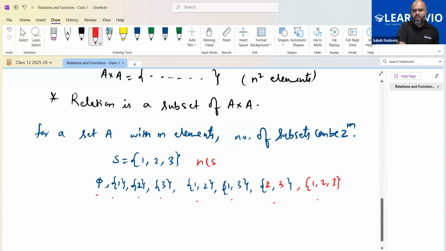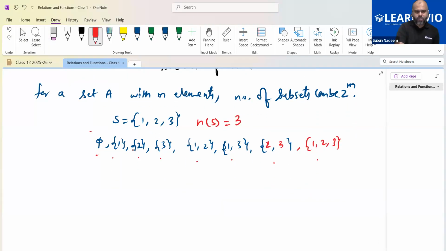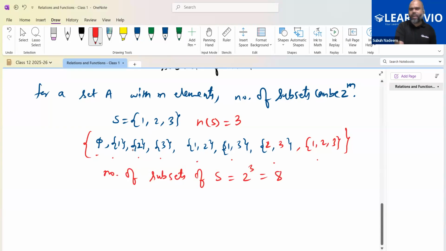So the number of elements in S was 3, and the number of subsets of S is equal to 2 cube, which is equal to 8. So that is why this formula, 2 to the power m, is there.